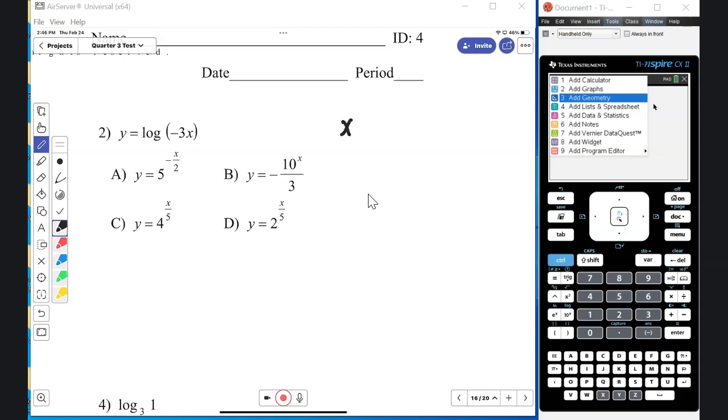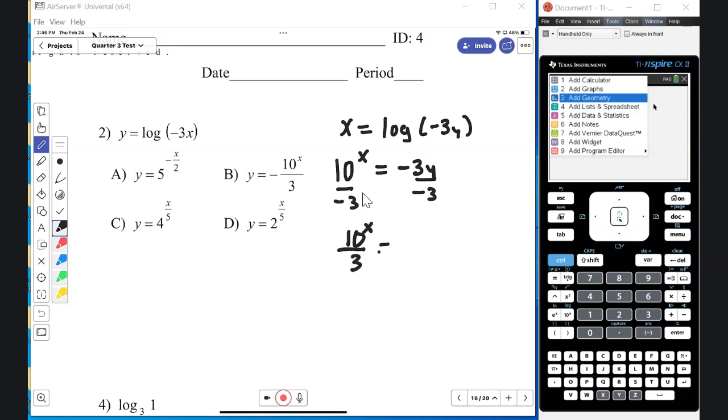You have x equals log of negative 3y. You know it's base 10. So it's going to be 10 to the x power equals negative 3y. And since you want y by itself, you're going to divide by negative 3. So you have 10 to the power x divided by negative 3 equals y. So your answer is B.